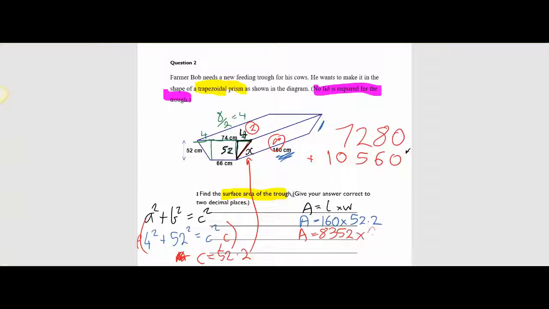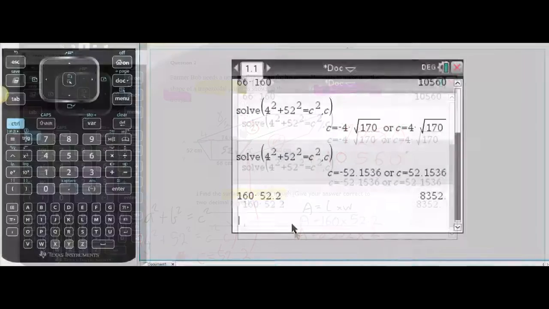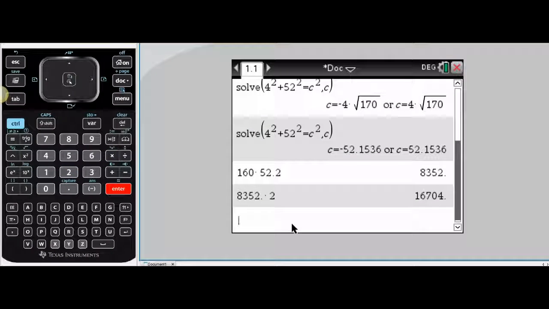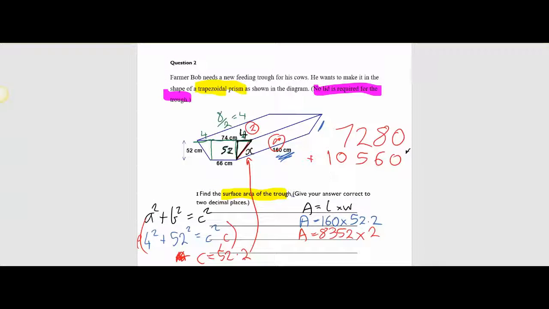So we times that answer by 2. Back to our calculators. Times 2 equals 16,704. So the area equals 16,704. We need to add that to the other two things that we've already worked out. That's 16,704. And if we add all of these up, we're going to end up working out the total surface area of the trough, which was the original question.